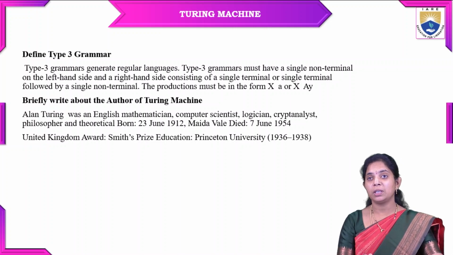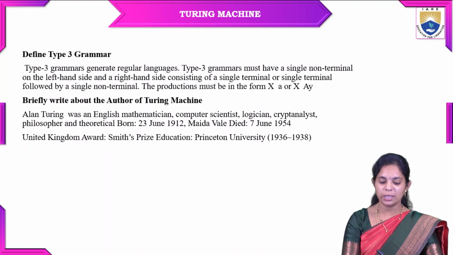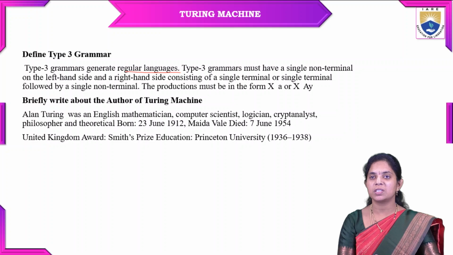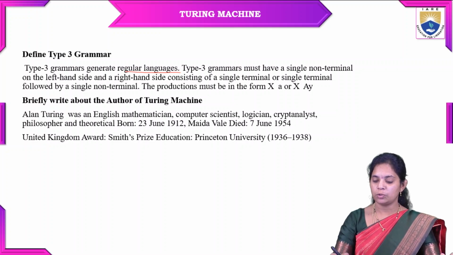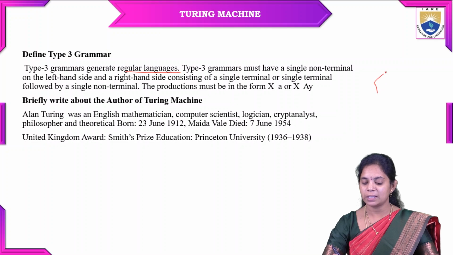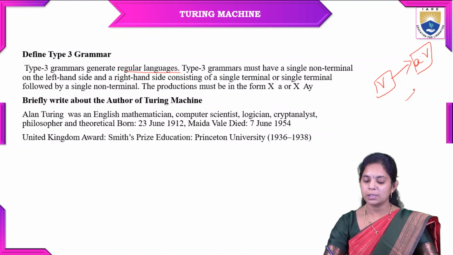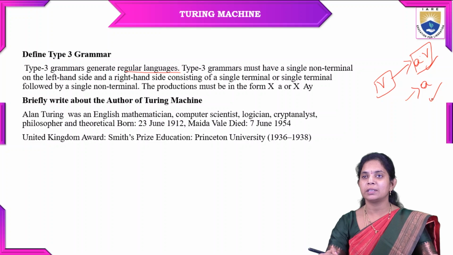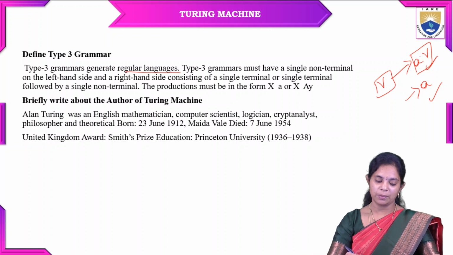And type 3 grammars. The type 3 grammars generate regular languages. Regular languages have restrictions: the left-hand side should be a single value, that is, a non-terminal, and the right-hand side should be a combination of a terminal and a non-terminal, or else a single terminal is also accepted. So only these two forms are accepted. Other than these production rules, nothing is accepted by the regular grammar.